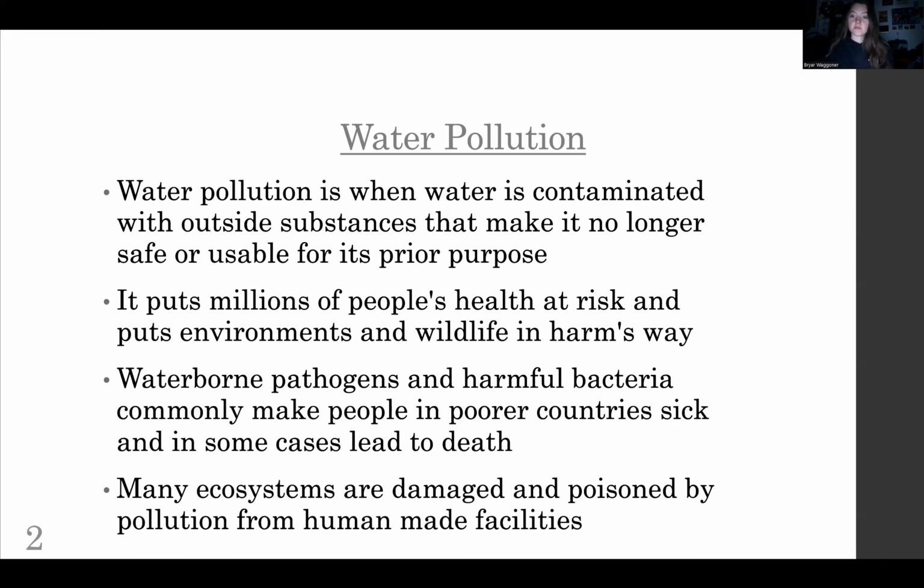Waterborne pathogens and harmful bacteria commonly make people sick everywhere throughout the world, but it is especially prevalent in poorer countries where they have less access to clean water. In some cases, it can lead to death. There are 3.4 million deaths per year that are blamed on waterborne illnesses. Many ecosystems are damaged and poisoned by pollution made from human facilities like power plants or farmland.